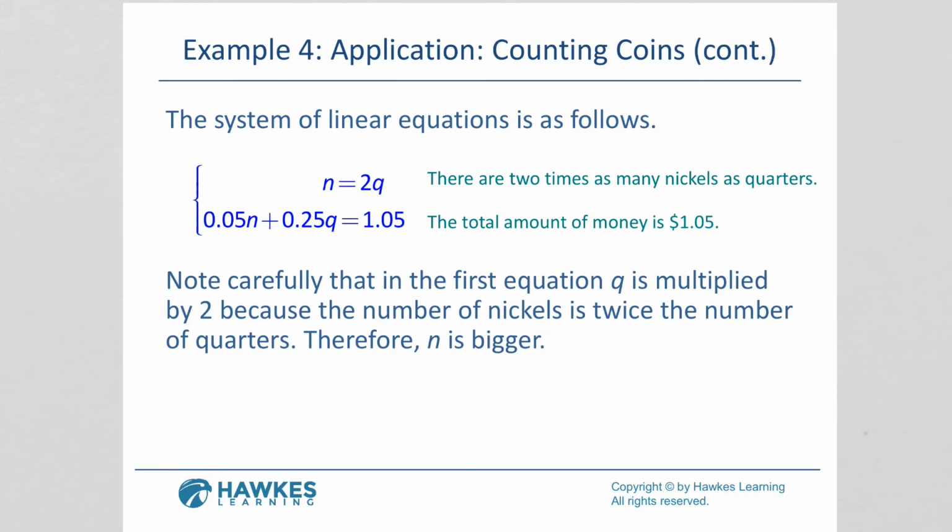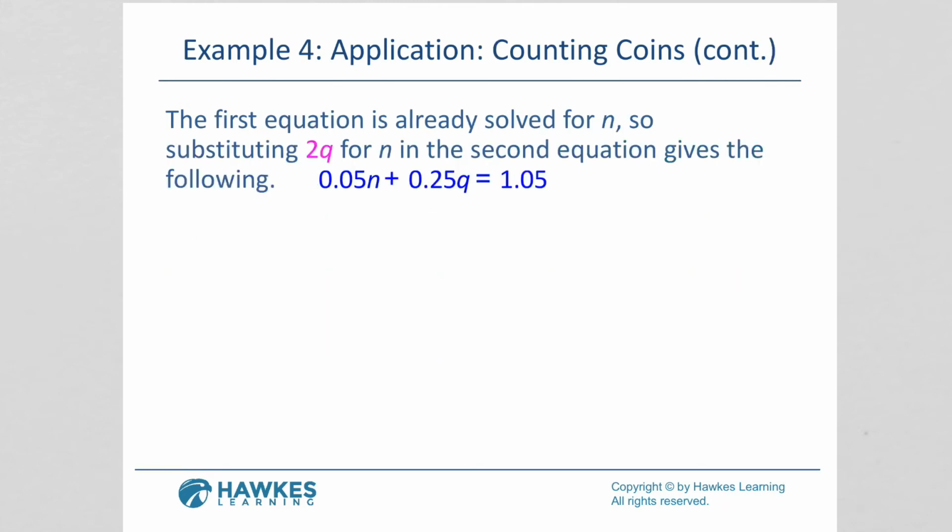I'm thinking substitution is probably going to be our best bet here. So the first equation is already solved for N. So we're going to substitute 2Q for N in the second equation, which is 0.05 N plus 0.25 Q equals 1.05. 0.05 times 2Q plus 0.25 Q equals 1.05. So 0.1 Q plus 0.25 Q equals 1.05.